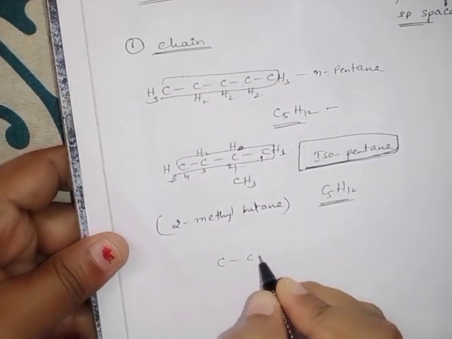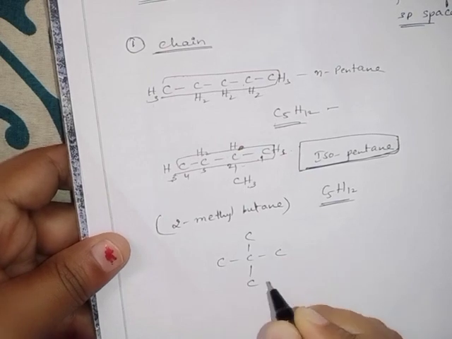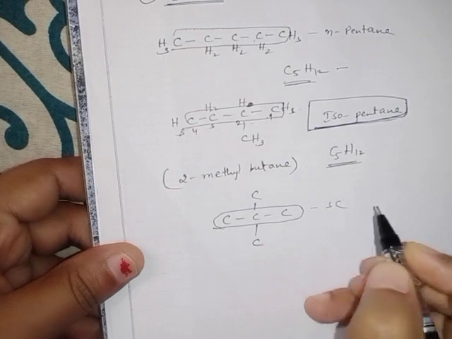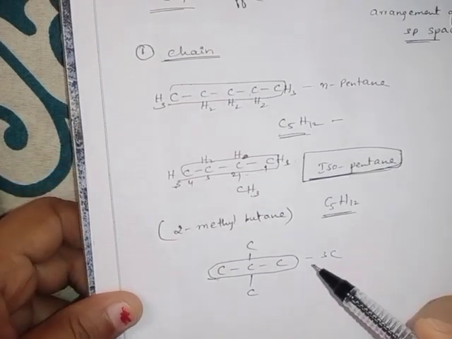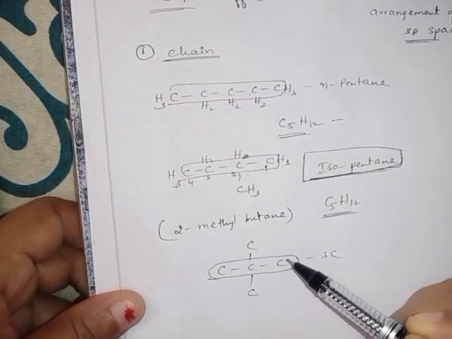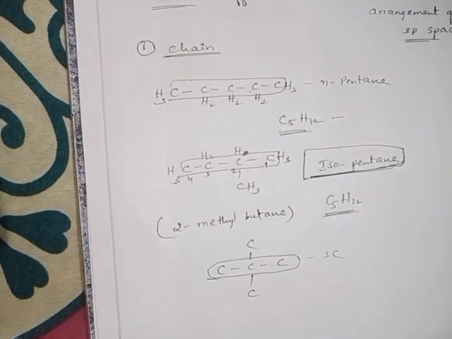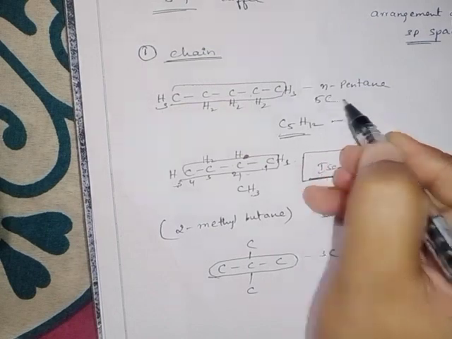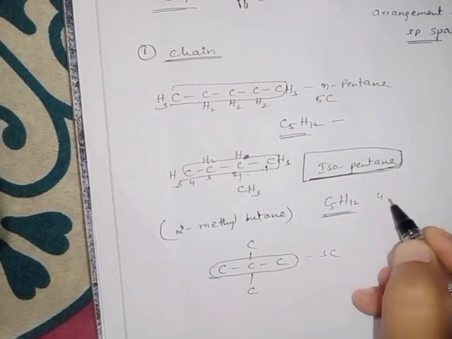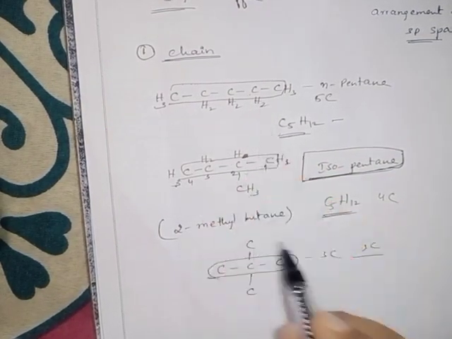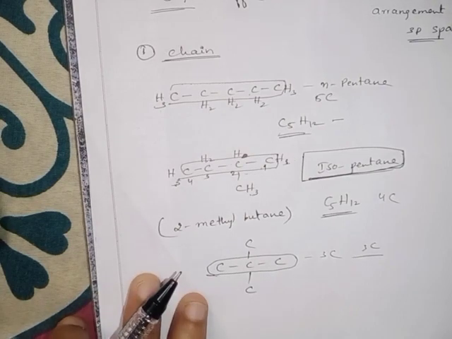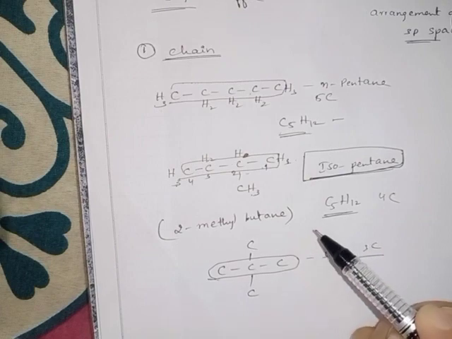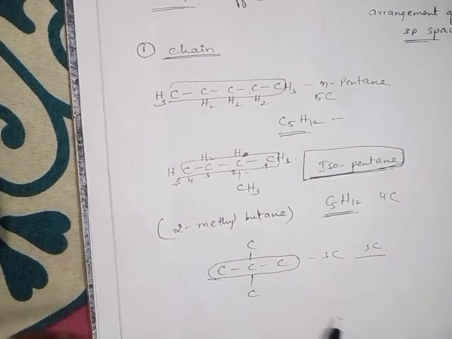Take one more example; the hydrogens you can write down later. Here it is a 3-carbon chain. So the molecular formula is the same, but the chain length is different: 5-carbon, 4-carbon, 3-carbon. Understood? This is chain isomerism. If they give this example and ask you to identify the type of isomerism, you have to say chain isomerism.